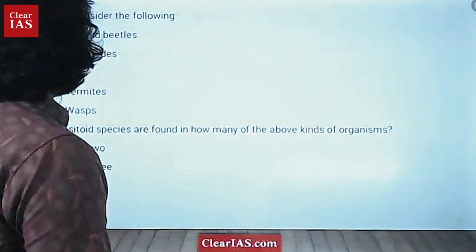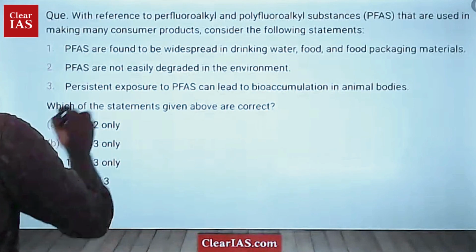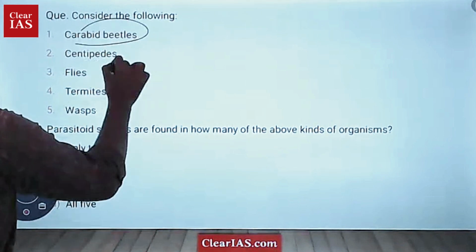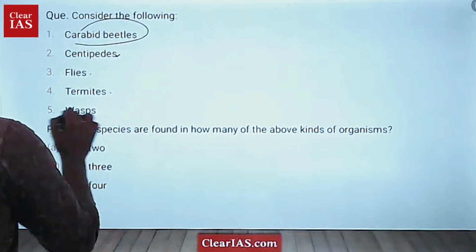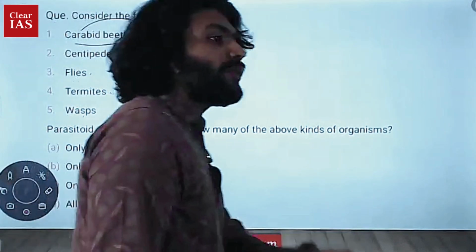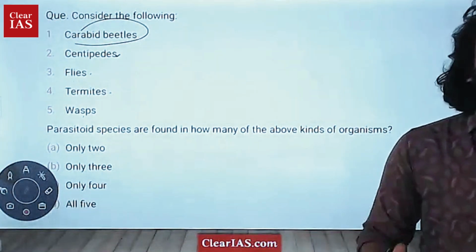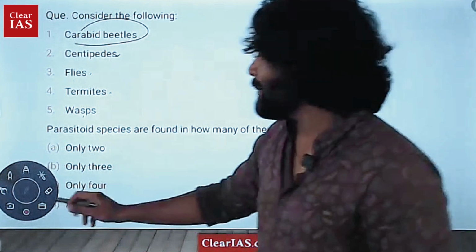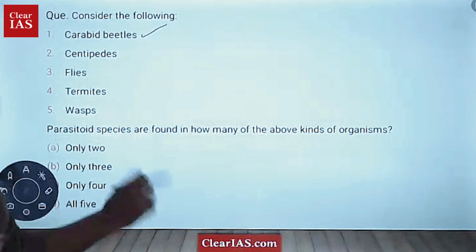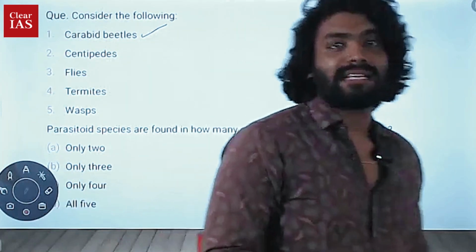Okay. So the next question, consider the following therapeutic details: centipedes, flies, termites, wasps. Parasite species are found in how many of the above kinds of organisms? In how many of the above kinds of organisms are there certain kinds of parasites? So carabid beetles, yes. Certain beetles are kinds of parasites, yes. Centipedes, no. Centipedes are not actually in the group of parasites.